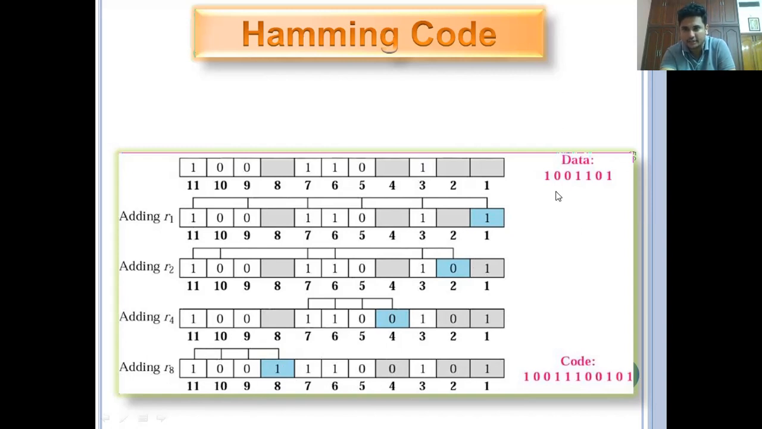So the actual data is this. After adding the Hamming bits, that is the redundancy bits, to the original data, the code becomes like this: original data plus Hamming bits.